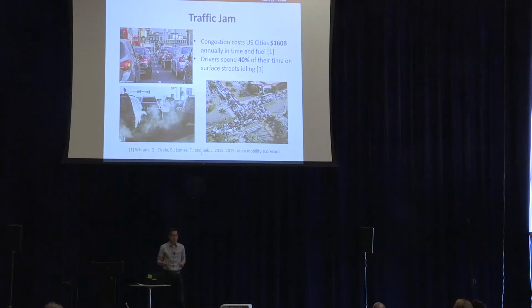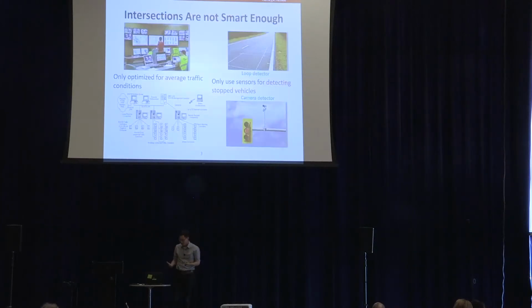It is a serious problem, and we want to know whether we can apply planning and scheduling to solve it. One of the reasons for this problem is that our intersections are still not smart enough. The current traffic signal control system is only optimized for the average traffic condition; we just take an average over a certain time. And the way we use sensors or detectors is only for detecting stopped vehicles.